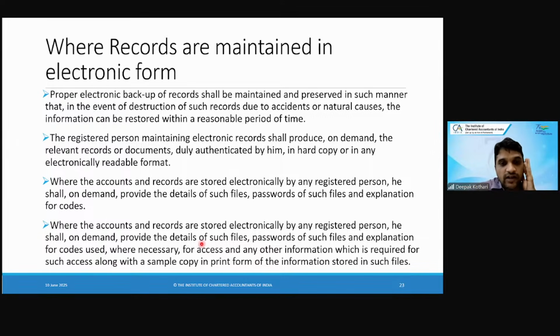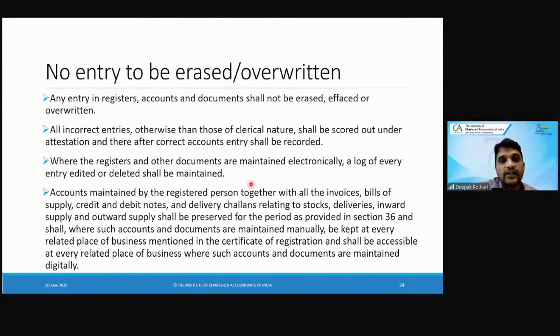And where the accounts or records are stored electronically by any registered person, he shall provide the details of files, password, and explanation for access or any other information which is required. Okay, he has to give that. Then no entry shall be erased. Any entry shall not be erased or overwritten.